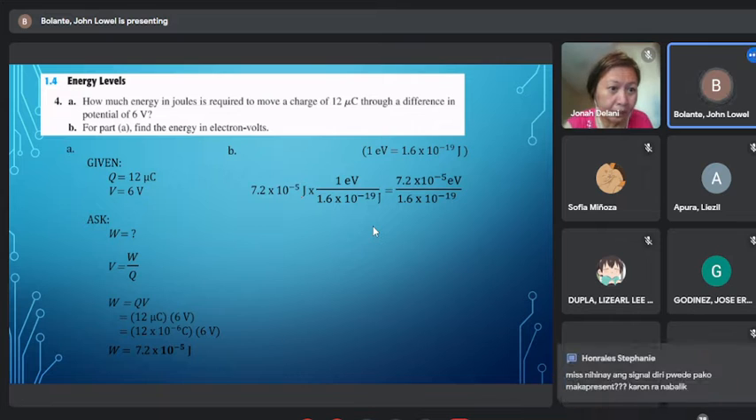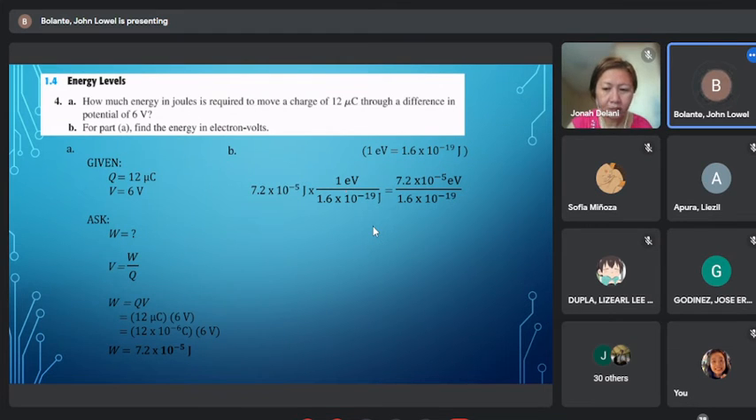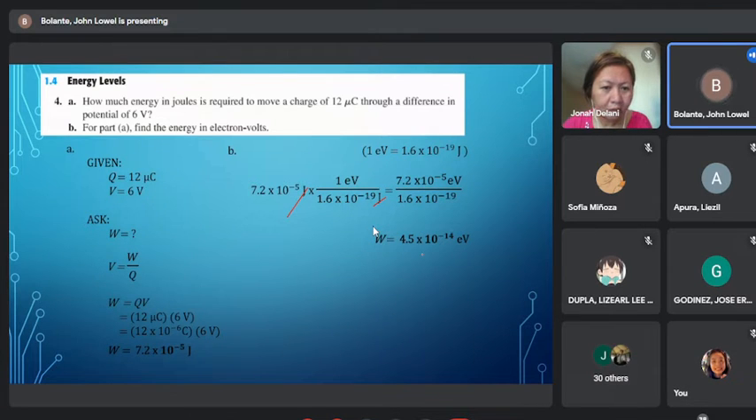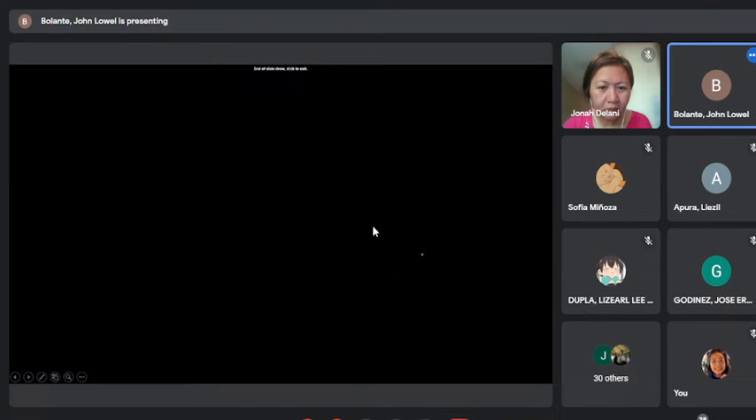So 7.2 times 10 raised to the power of negative 5 joules times 1 electron volt over 1.6 times 10 raised to the power of negative 19 joules. So the joules cancel, and what remains is electron volts. So we divide, and we now get an answer of 4.5 times 10 raised to the power of negative 14 electron volts.